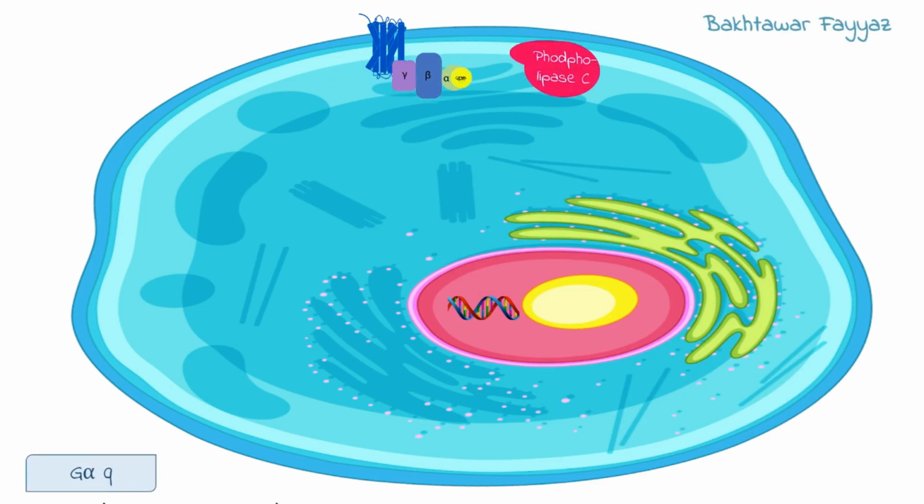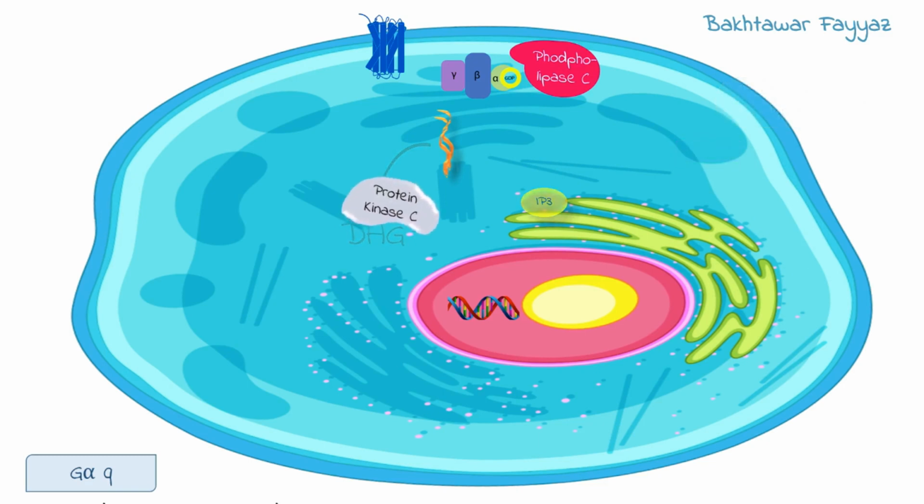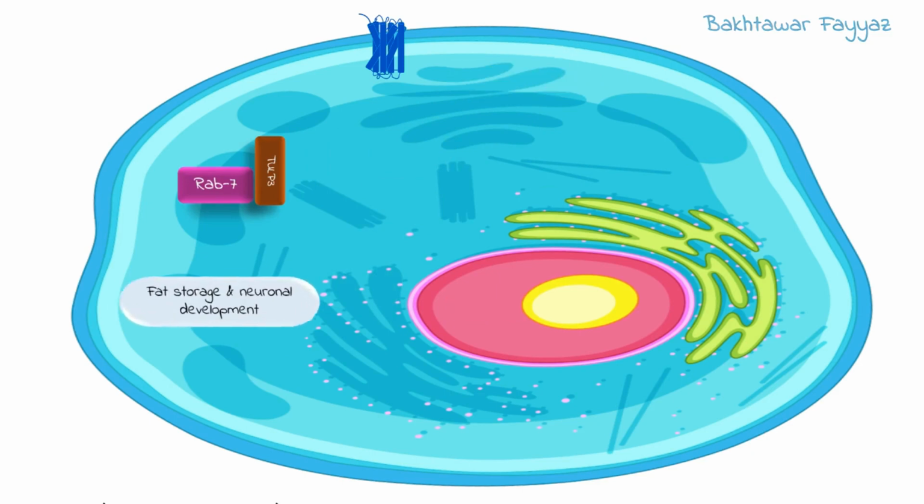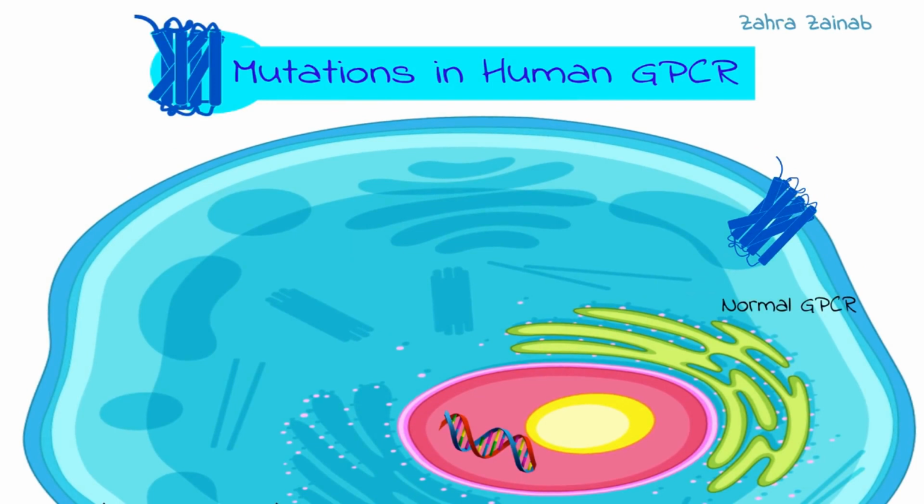G protein containing the G-alpha Q family subunit, upon activation, stimulates phospholipase C, which then hydrolyzes PIP2 to produce IP3 and DAG. IP3 causes the release of calcium ions from the ER and regulates cellular activities. The second product, DAG, activates protein kinase C and controls inflammatory responses. G-alpha Q is also observed in transcription regulation through tubby-like protein and stimulates Rap for developmental processes.